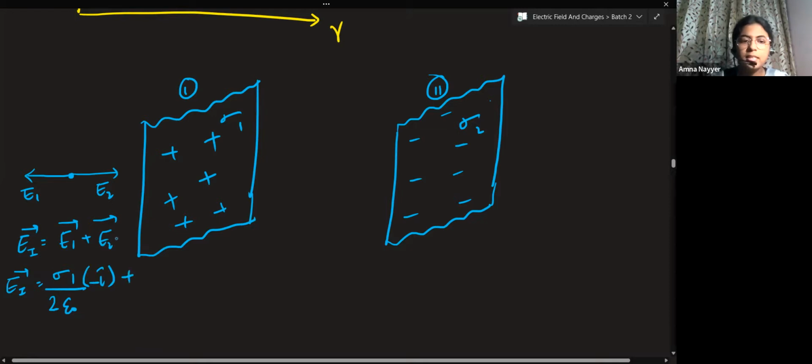Then plus E2. E2 again, the magnitude is sigma by 2 epsilon naught. So it will be sigma 2 by 2 epsilon naught. And the direction is towards the positive x-axis. This will become i cap.